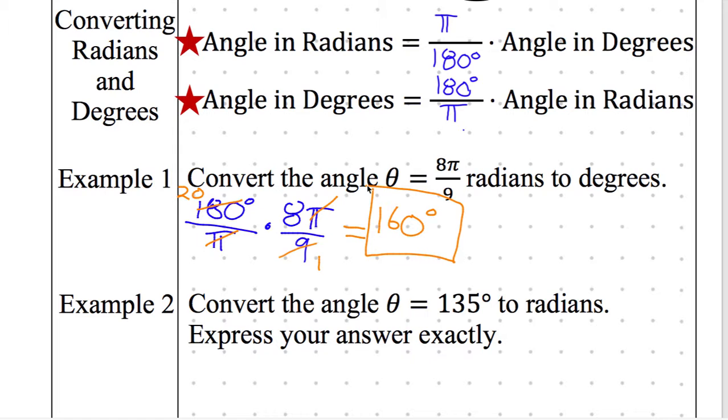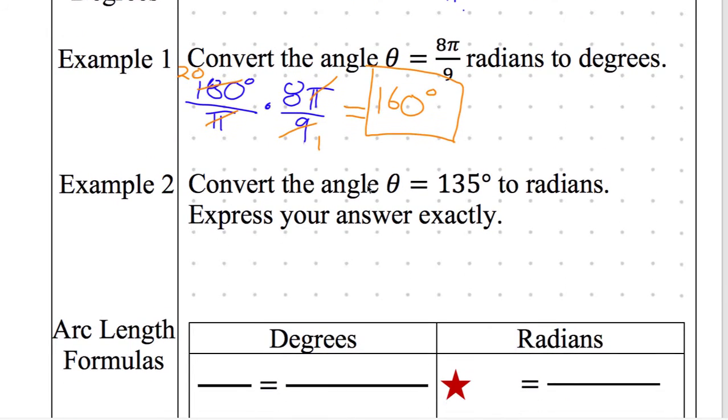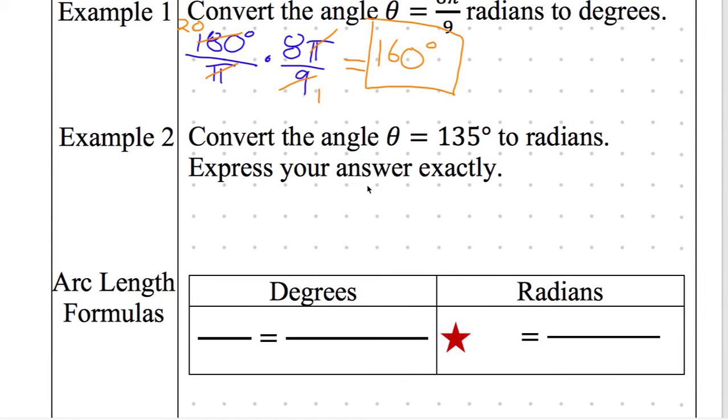All right, let's try going the other direction. I'm going to go the other direction with example 2 now. It's going to be very, very similar to example 1, just using the other formula. All right, now I have degrees. I need to convert to radians. What am I going to do with my angle? I'm going to start with 135 degrees, and what am I going to do with it?